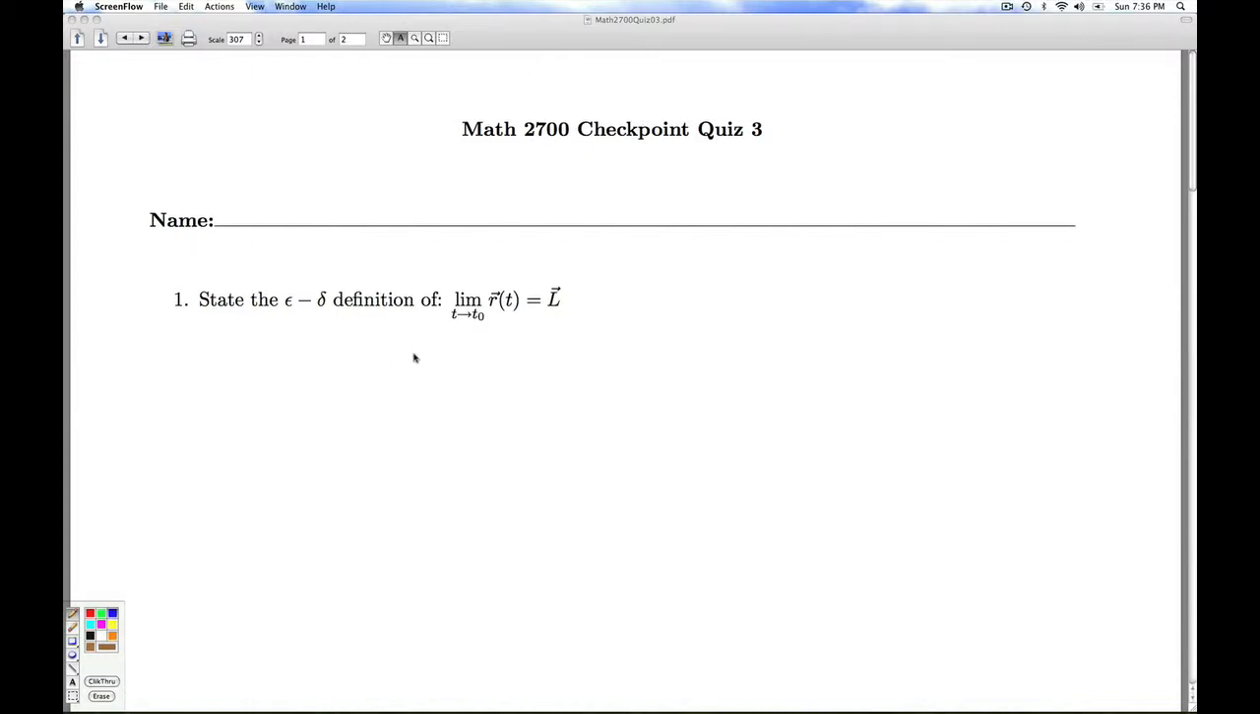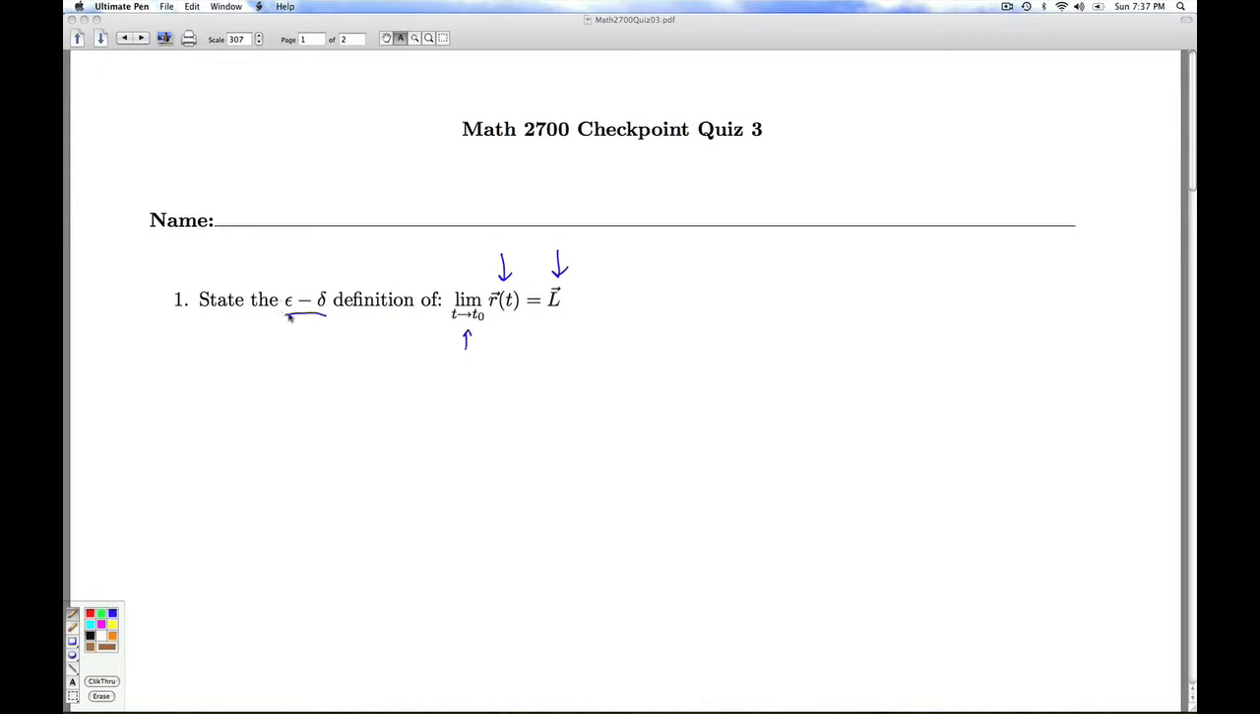Hi folks, this is Calc 3, Checkpoint Quiz 3. We're asked to state the epsilon-delta definition of limit. So remember what this means. This means that we can get the output of the function r of t as close as we want to the vector L by guaranteeing that the t's are close enough to t naught without t actually having to be at t naught.